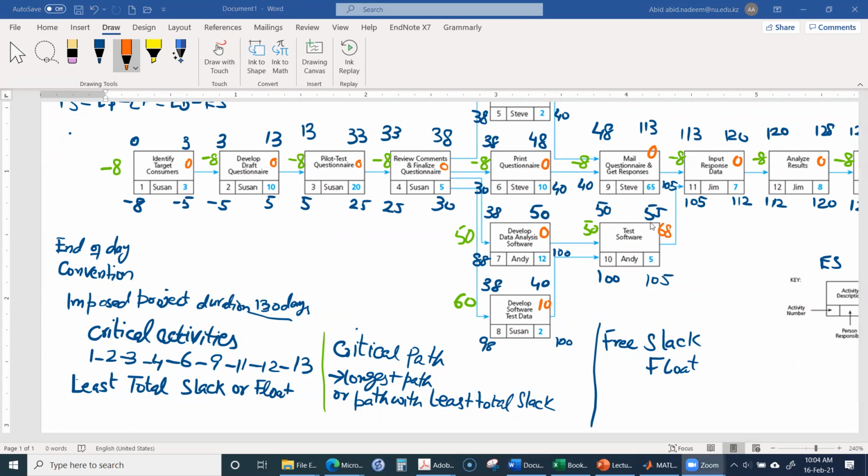58. Yes. 113 minus 55 is 58, right? Yeah, because if we take 113 minus 55, this is 58. Okay. Yes, I'm sorry. Yeah, 58. But in this case, if it is 58, then it is 50. So this is the free slack. Anyway, in this way, we have completed this free slack.